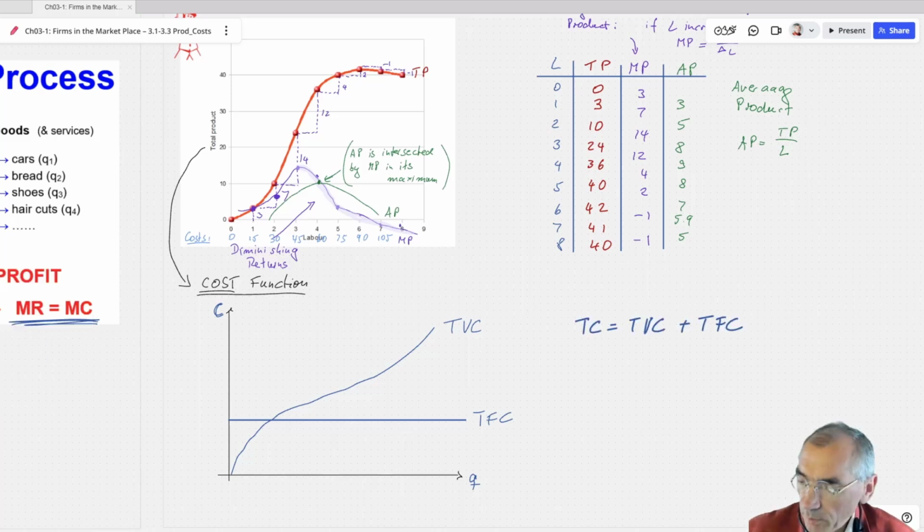Or the other way around, normally we start with total fixed costs, which means we start here at a production of 0, and the costs are the fixed costs. And from there on, I have to add the total variable costs. So my total cost function looks like this, because it's always adding up. It's sort of a parallel distance here between the fixed costs and the variable costs.